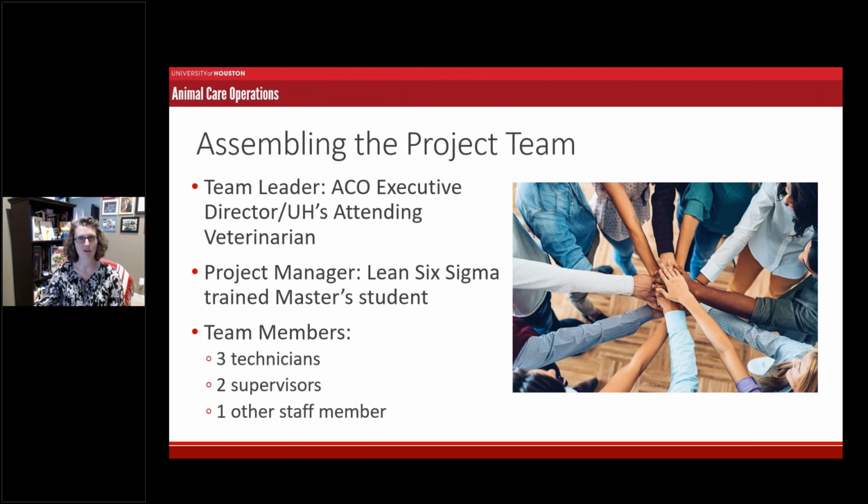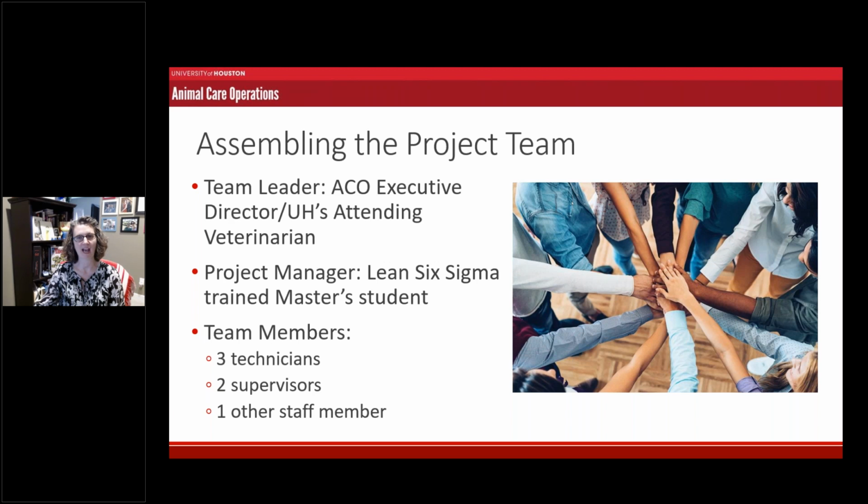I mentioned before that we most typically in Lean Six Sigma projects have a cross-functional team. We did the same thing here. We built the team based on those who know the process best, those who do the work every day. We wanted them to be involved in this improvement project. And so you can see our team leader was Dr. Brammer, the executive director of the animal care operations.